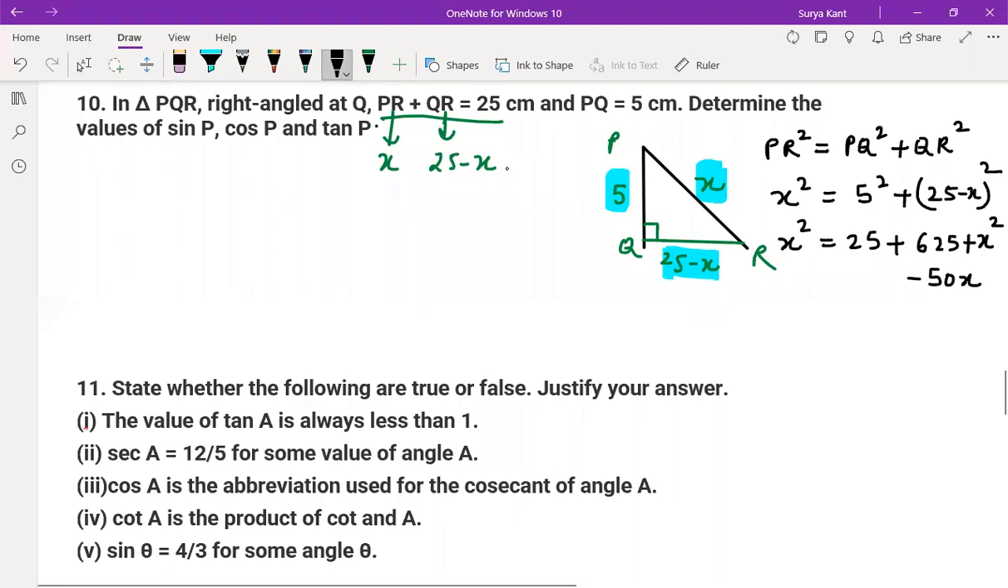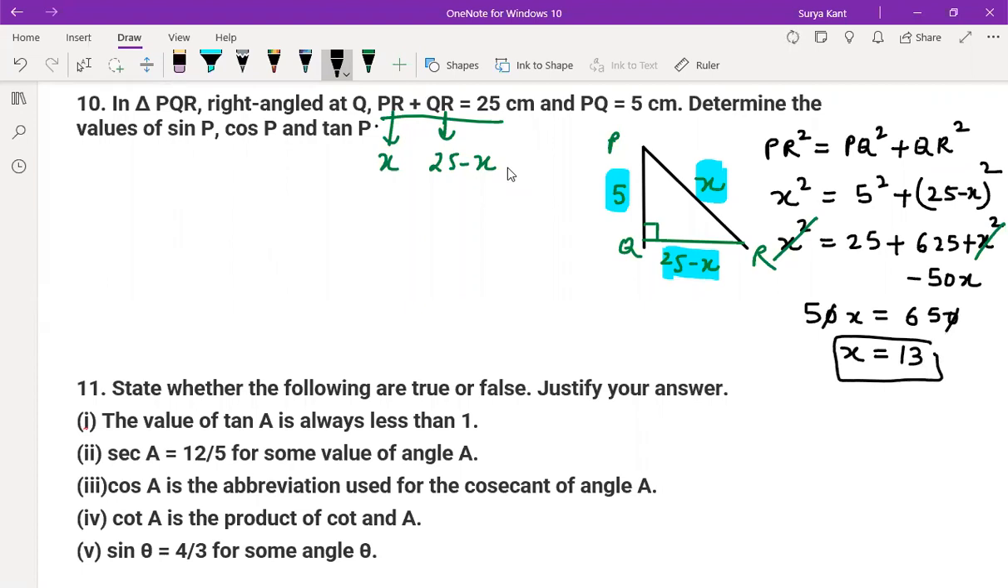So if you see here, X square and X square will get cancelled. So what do you get? You get 50X is equal to 650. So X is equal to 13, the 0 will get cancelled. If this is 13, children, then this is 25 minus 13, that is 12. If you are having doubt in this part, please let me know. No, sir. No doubt, sir.